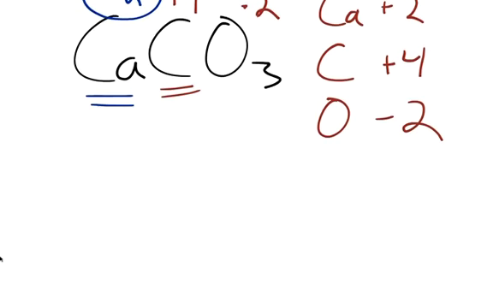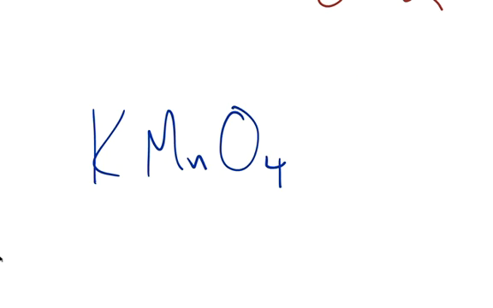Let's maybe do something a little bit more difficult. Here's a compound we see a lot when we're talking about oxidation-reduction reactions, but again, we'll break it apart in a similar way. Oxygen is -2. There are 4 of them, so the overall negative charge in this compound is -8.